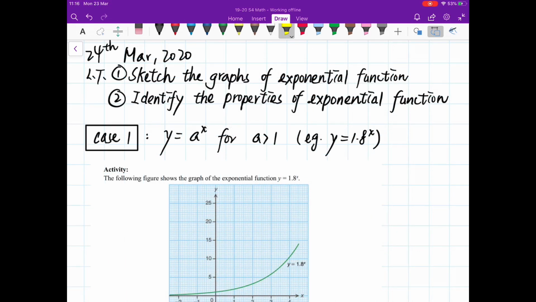For the graphs of exponential function, there are two cases. The first case is a is greater than 1. That means the base is greater than 1. And I can give you an example, that is y is equal to 1.8 to the power x. Okay, so now let's do an activity.